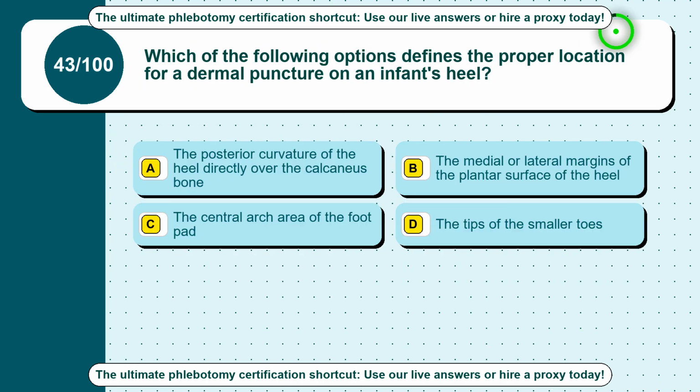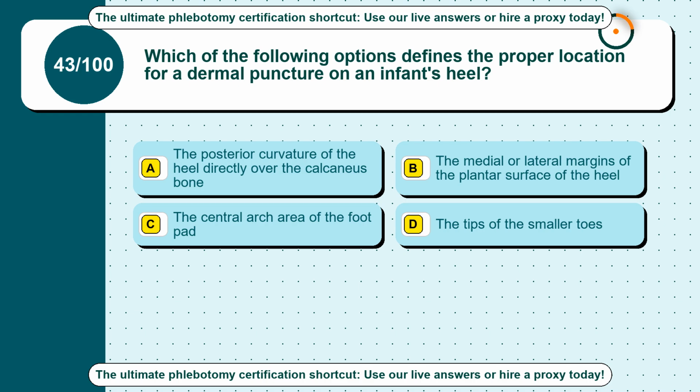Question 43. Which of the following options defines the proper location for a dermal puncture on an infant's heel? Option A. The posterior curvature of the heel directly over the calcaneus bone. Option B. The medial or lateral margins of the plantar surface of the heel. Option C.